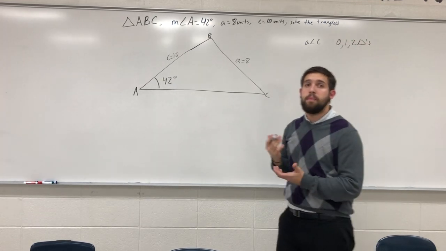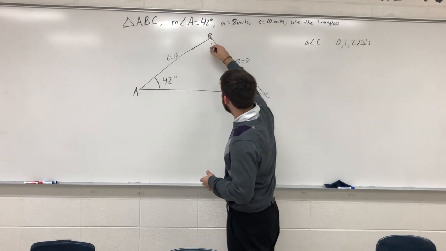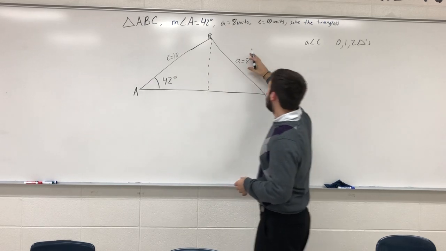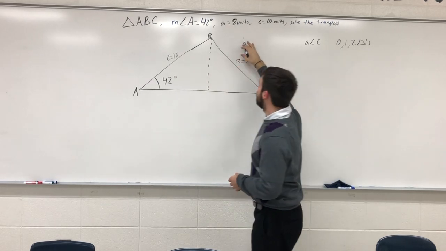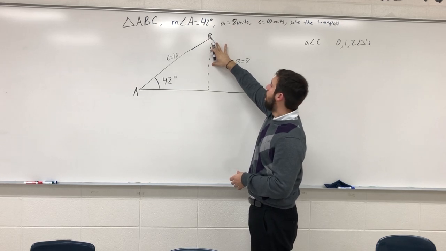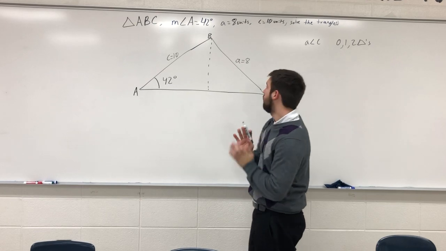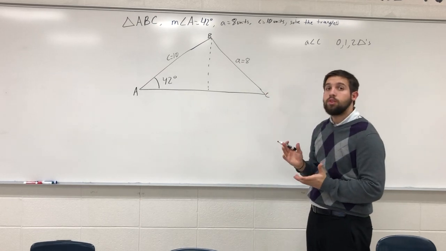So first, to see how many triangles we have, we need to see what this height is. Because if a is really small, there's a chance that it does not even make a triangle. Or if it equals the height, then we just have one right triangle. Or if it's bigger than that, we could have 2 triangles.